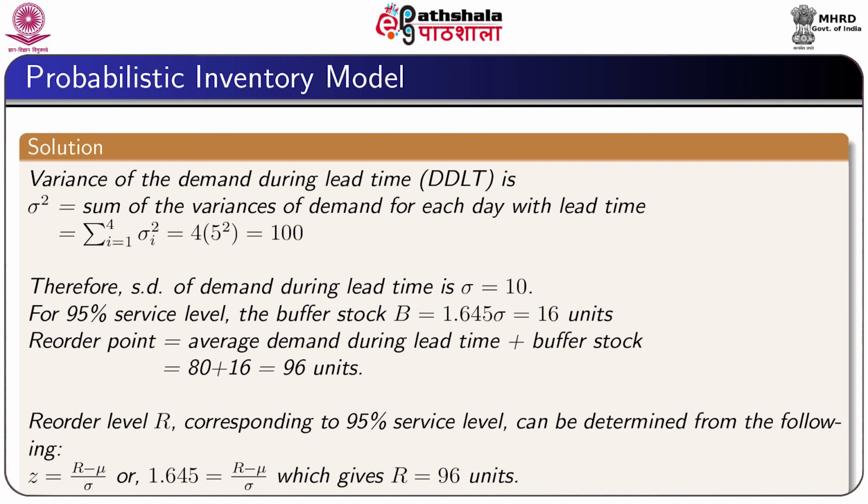For 95% service level, the buffer stock B equal to 1.645 sigma, which is equal to 16 units. Therefore, reorder point equal to average demand during lead time plus buffer stock, which is equal to 80 plus 16 equal to 96 units. The reorder level R corresponding to 95% service level can be determined from the following relation: Z equal to R minus mu by sigma, which gives 1.645 equal to R minus mu by sigma, and this gives R equal to 96 units, that is reorder level R equal to 96 units.